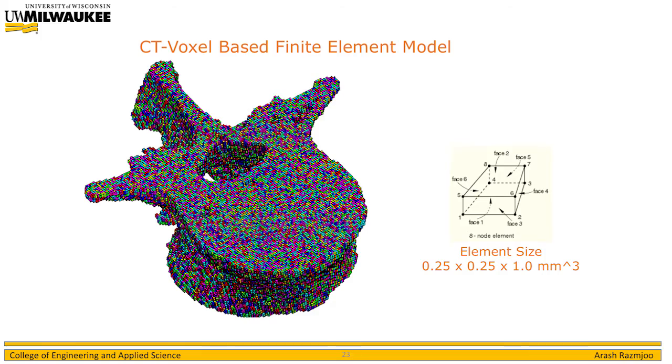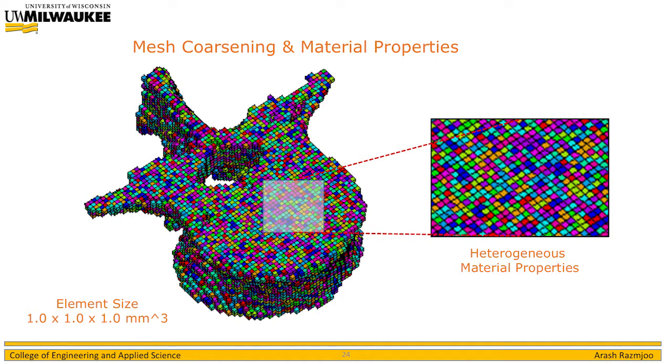To overcome that, we applied mesh coarsening. And as you can see, we increased the size of the elements. Instead of 0.25, we increased that to 1 by 1. And it significantly decreased the number of elements and increased the speed of analysis.